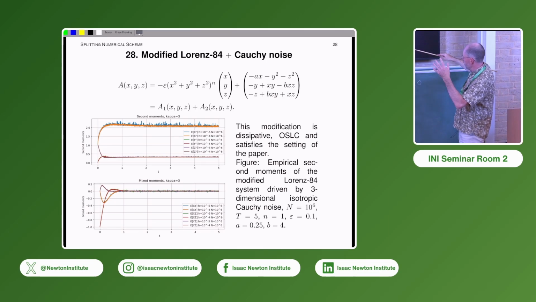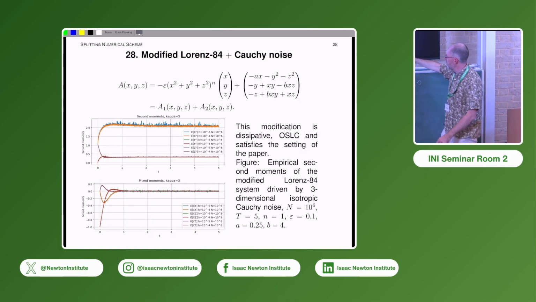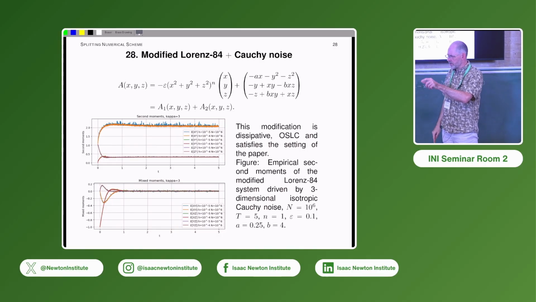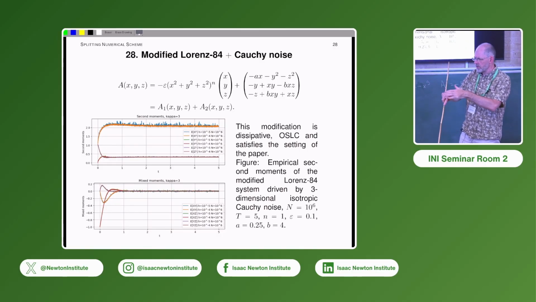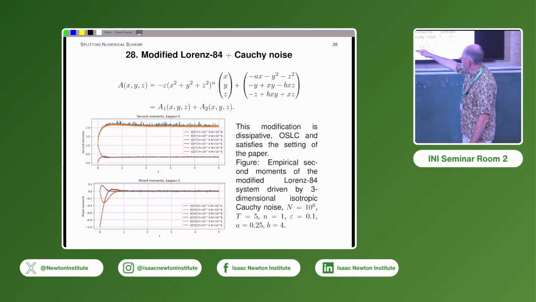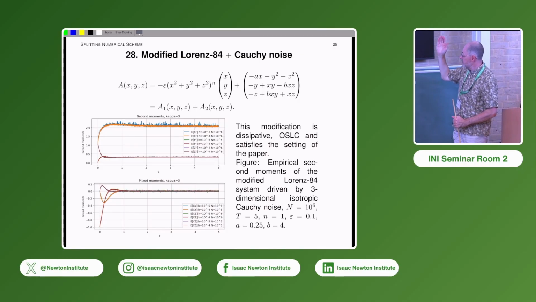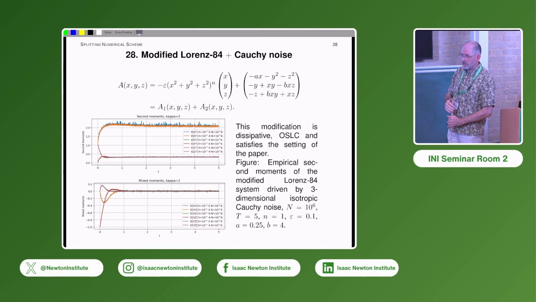Epsilon is a small number; it can even be made smaller. A and B are from the literature. The picture here is for h equal to 10 to the minus 4 and 10 to the minus 5. This is what you usually do: you calculate empirical moments independently for different time steps, and if they coincide more or less, then you believe the result. And here, well, they're within the line thickness. So they coincide. These are the second moments of this Cauchy-driven Lorenz system.